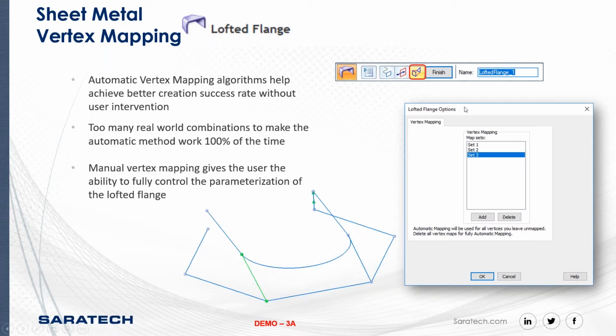Next, the automatic vertex mapping algorithm helps to achieve a better creation success rate without user intervention. You can see here the lofted flange options. There are too many real-world combinations to make the automatic method work 100% of the time. The manual vertex mapping gives the user the ability to fully control the parametrization of the lofted flange.